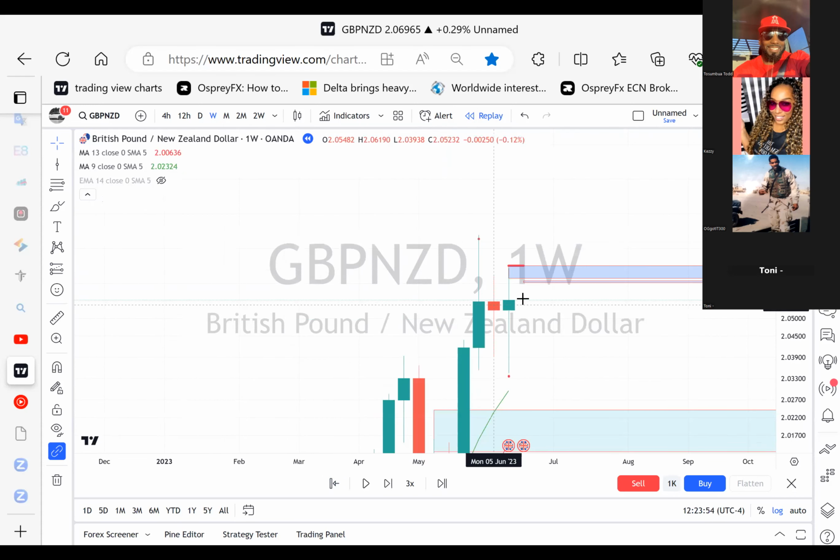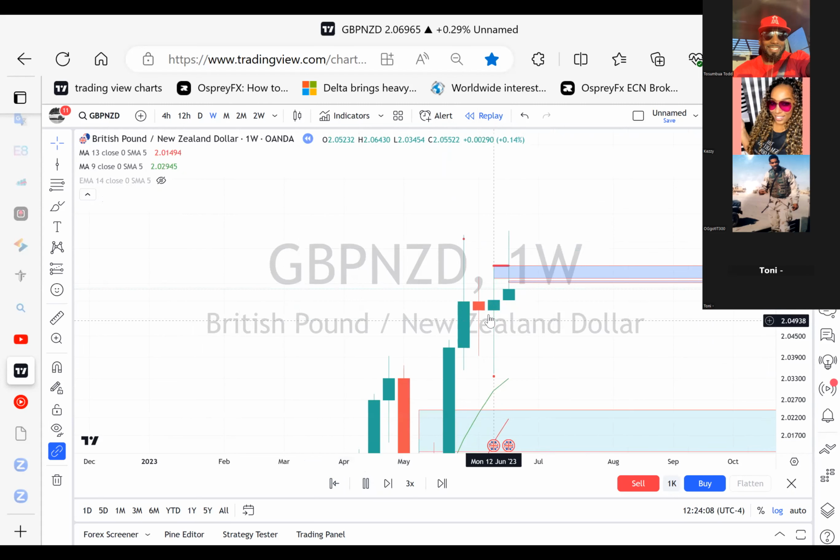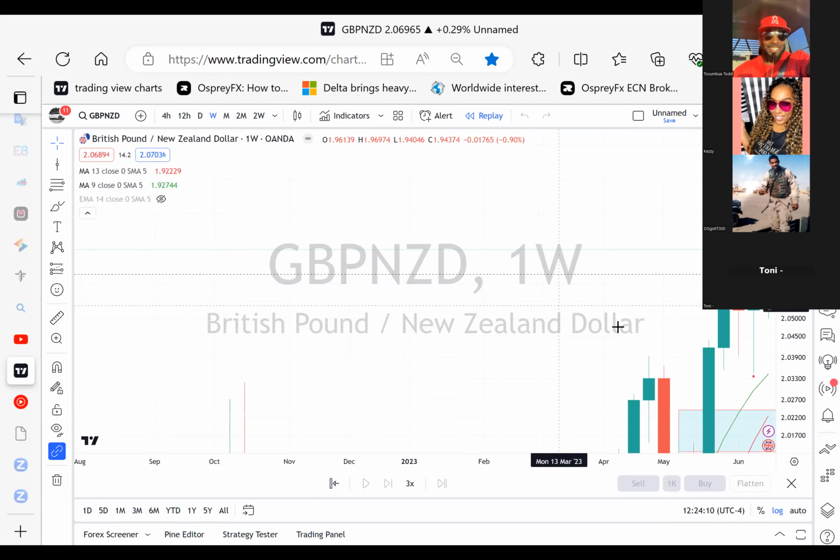From last week's candle, we had a bullish order block, right? Red, green, and goes to red. This is a bullish order block. What do we expect? We expect price to come and push up. What do we get? We got exactly what we expected.